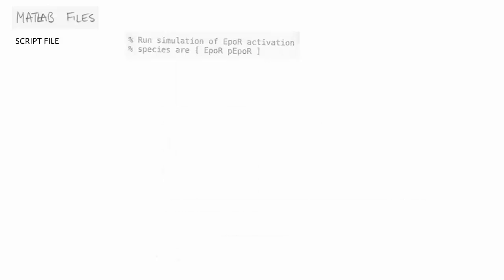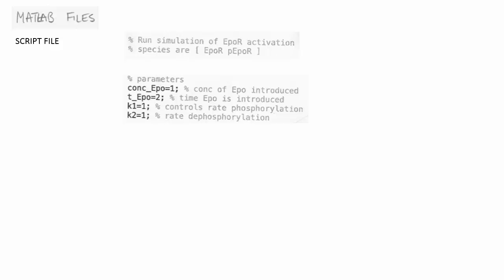To run the simulation, I need a script file. The first thing I'll do is define all those parameters, give them values. So concentration of EPO I've defined as 1. The time EPO is introduced I've defined as 2. The rate parameters K1 and K2, I've just set those to 1. And the idea is just to put in some test parameters here, and once we've had a quick look at how the model behaves, what the parameters control, we can then try and change those and match them to our data.